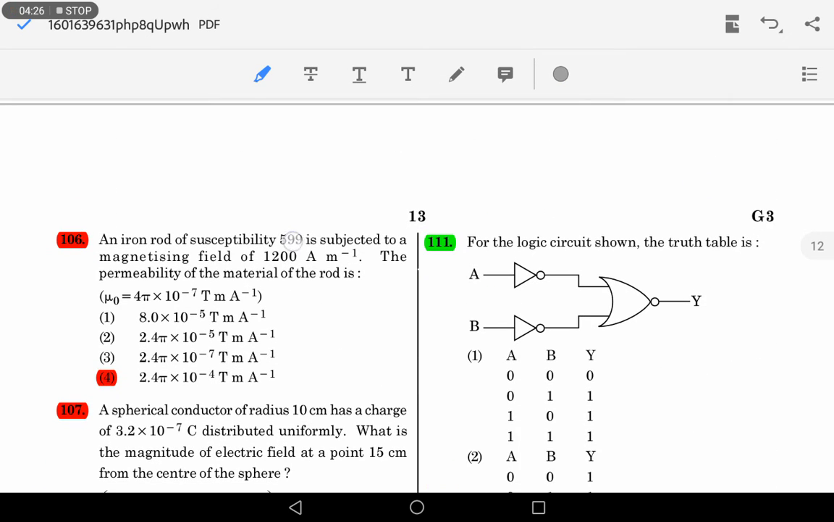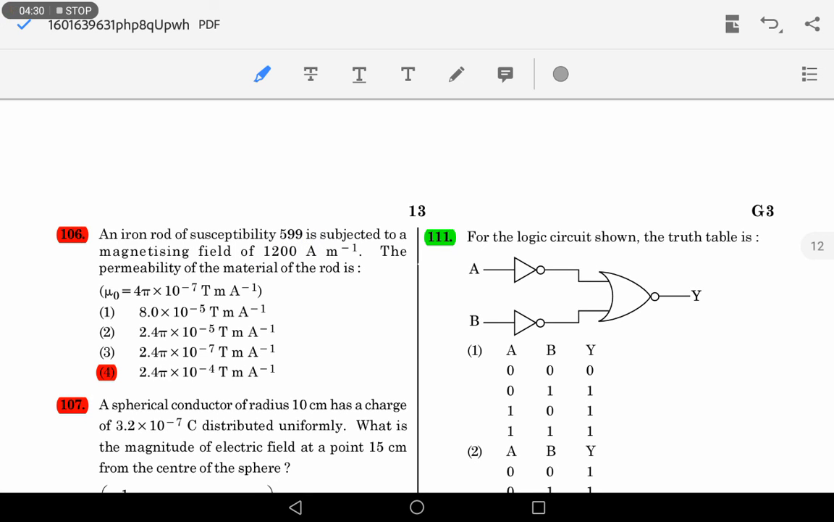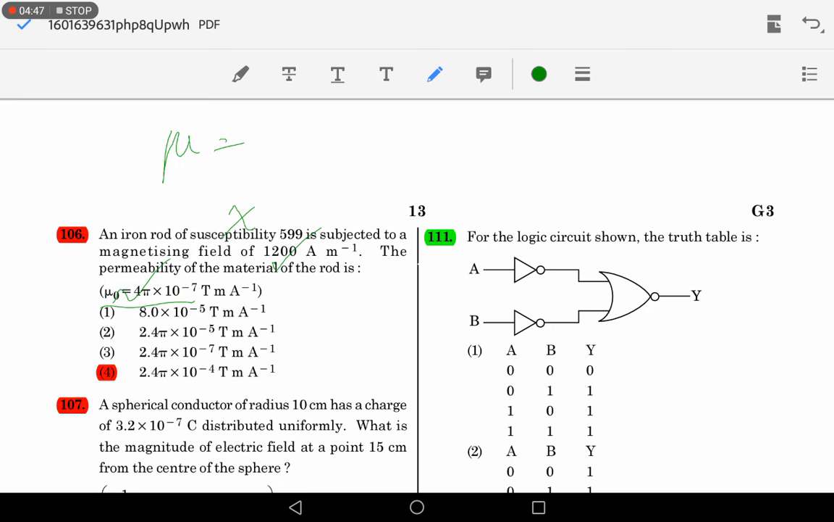An iron rod of susceptibility 599 is subjected to a magnetizing field of 1200 ampere per meter. The permeability of the material of the rod. So permeability is the question. It is given that the mu naught value is provided, the magnetizing field value is provided, and the susceptibility chi value is provided.